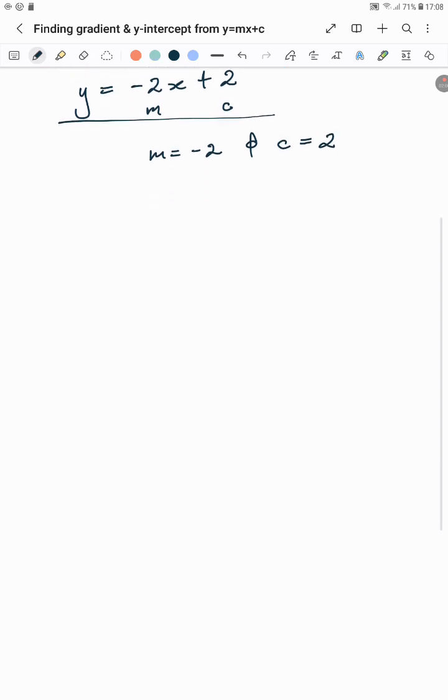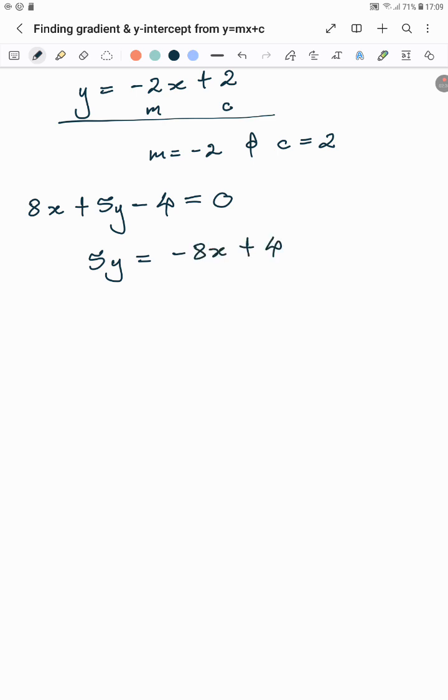Okay, let's look at another example. Let's say I have an equation 8x plus 5y minus 4 is equal to 0. The same way, we need to make y the subject of the formula and take everything else to the right hand side. So here I'm going to say 5y is equal to minus 8x plus 4.